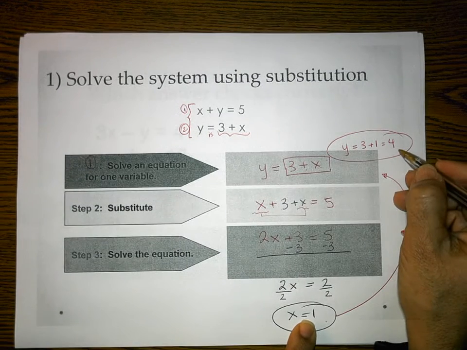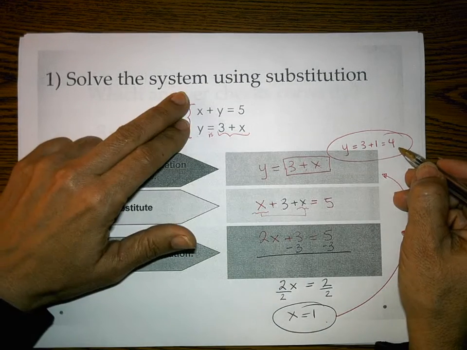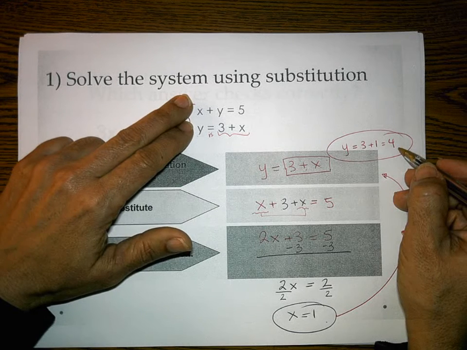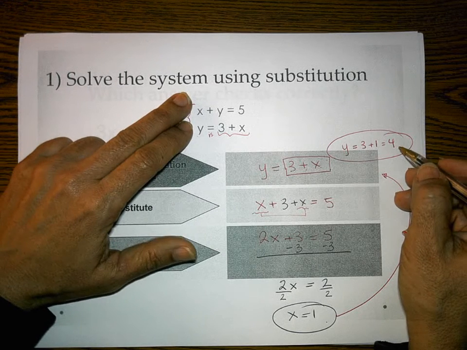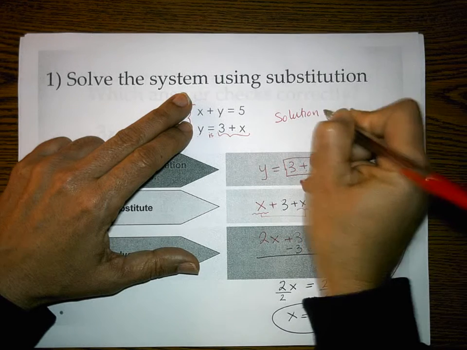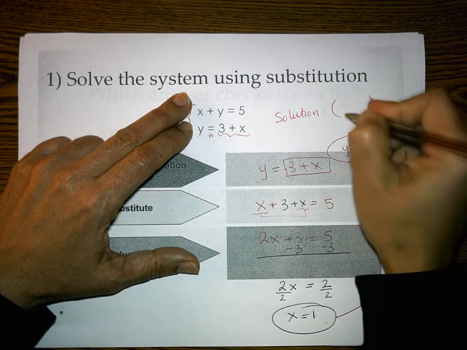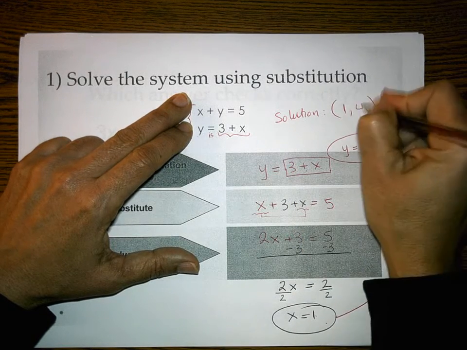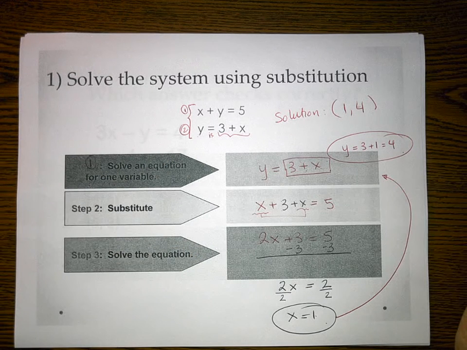Remember when we were graphing the two lines? We gave the answer as an ordered pair. Well, we need to give the answer as an ordered pair here too. So the solution for this is x equals 1 and y equals 4. Okay, that's how you show the solution for this.